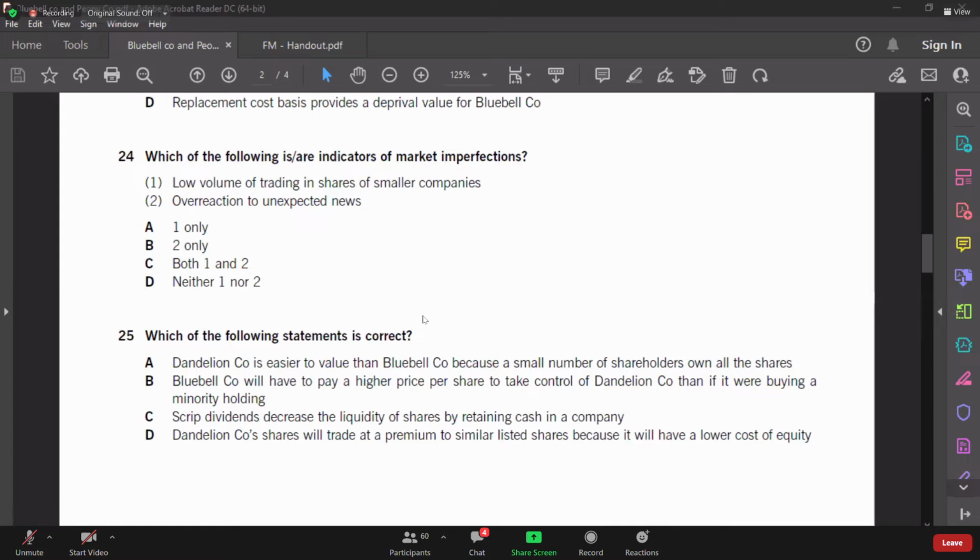Okay, most of them have given me the answer. Yes, D is the correct answer. Nitin is asking, could you please explain point D?